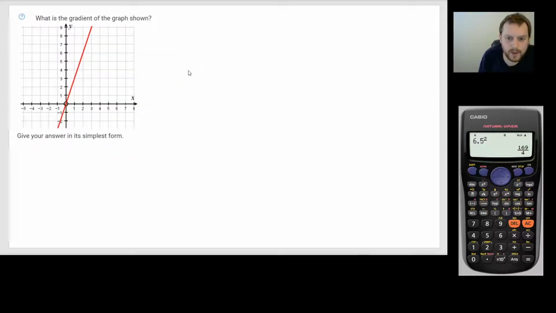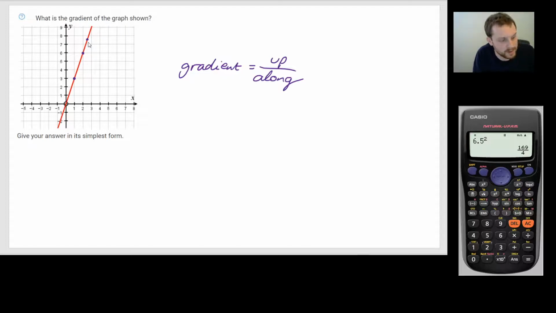Right, and then last one. Again, I'm going to use a formula. Gradient is up over along, and when you're given a picture like this, you can pick anywhere to start. So I would recommend starting on a nice coordinate where the grid lines meet, so they're nice whole numbers. So for example, here's a nice coordinate, and here's a nice coordinate, right? Because they are 1, 3 and 2, 6. That they're nice in comparison to, for example, if I randomly pick this coordinate here, this is like 2.5, 7.5, and it's not as nice, is it? So I want to pick as nice coordinates as I possibly can.